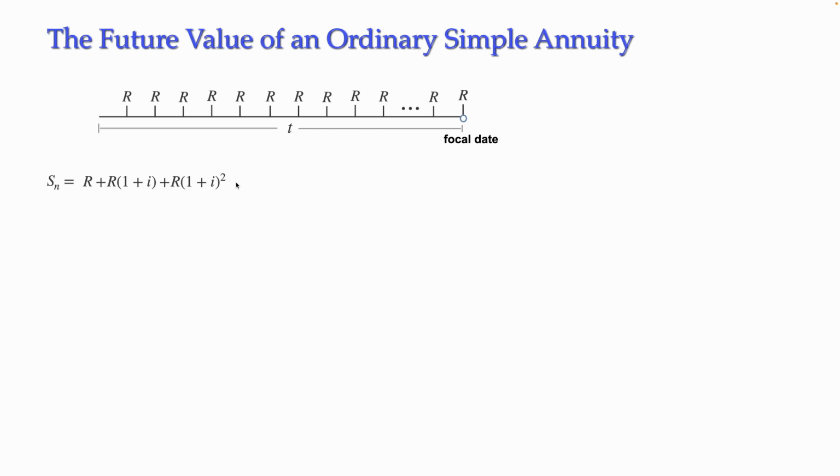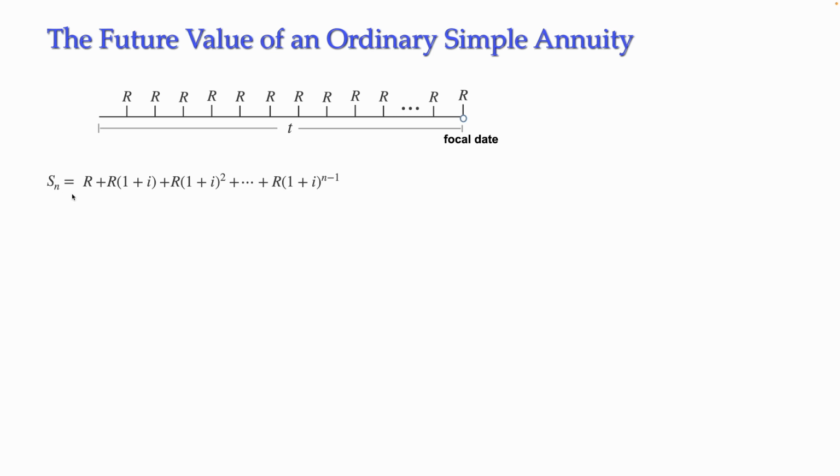So we continue the same way until we get the value of the first payment in the annuity. The value of this payment will be R multiplied by (1 plus i) to the power n minus 1, because there are n minus 1 payments between this R and the focal date. So if you add together all this value, that will give you the future value of the annuity.